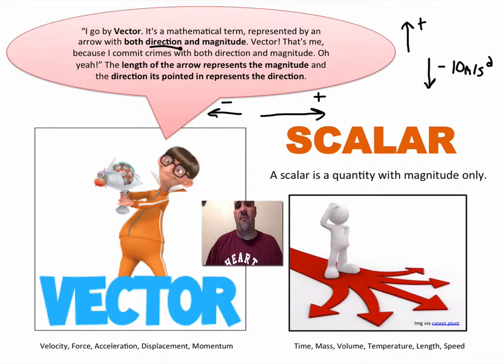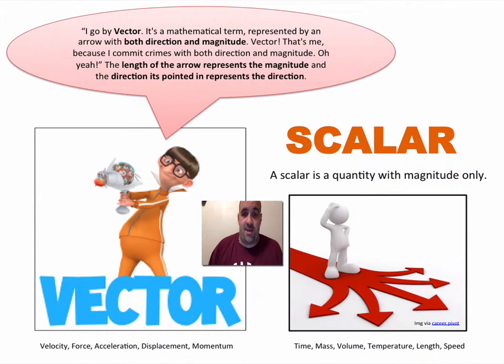Vectors have both magnitude and direction. Scalars only have magnitude. So, and you might know this little guy. He's Vector from Despicable Me. He is a criminal that commits crimes with both direction and magnitude.